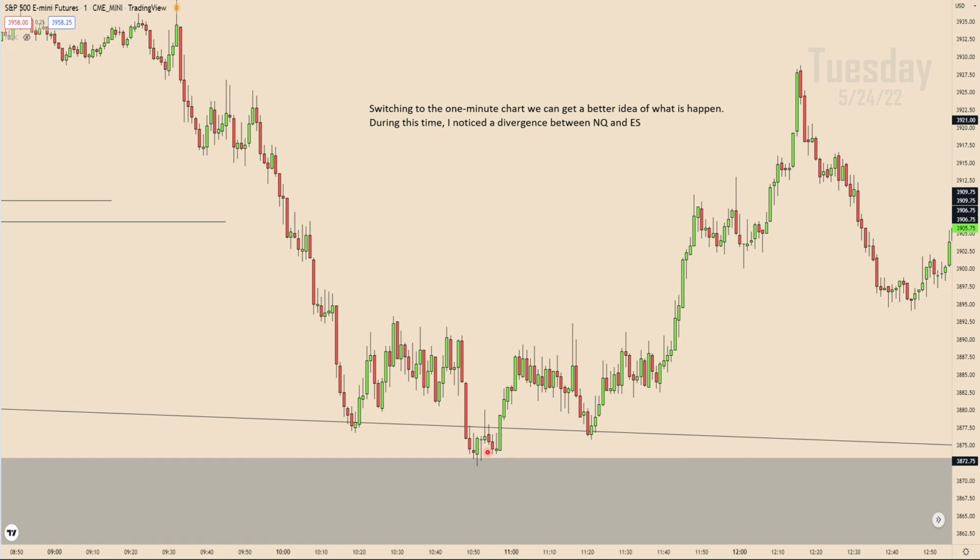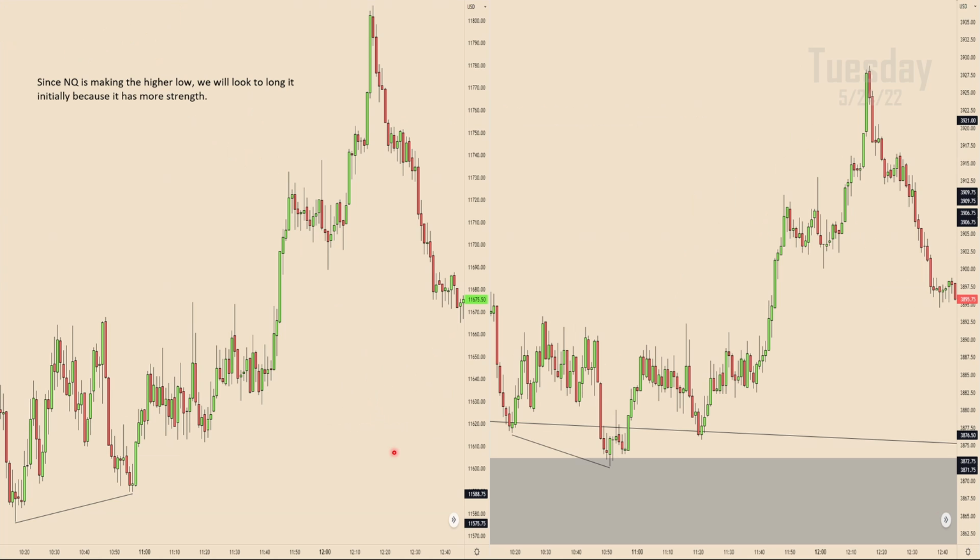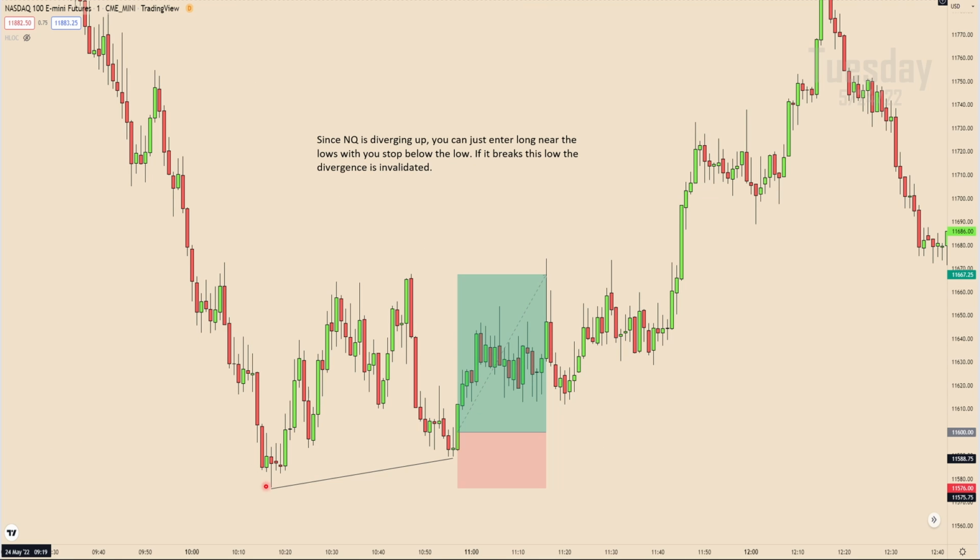Moving into the 1-minute chart, we can get a better idea of what is happening. During this time, though, I noticed a divergence between the S&P and NASDAQ. The NASDAQ was making higher lows, while the S&P was making lower lows. How do you play this? Since NQ is the one diverging up, you can just enter long and risk the lows here, right? Because if the lows are taken out, that divergence is invalidated. So you could enter here, risk about 20 points. Your first target is over 70 points away, which is pretty solid.